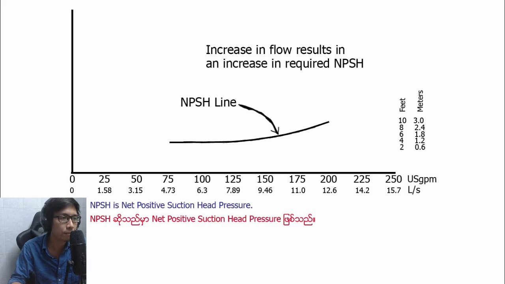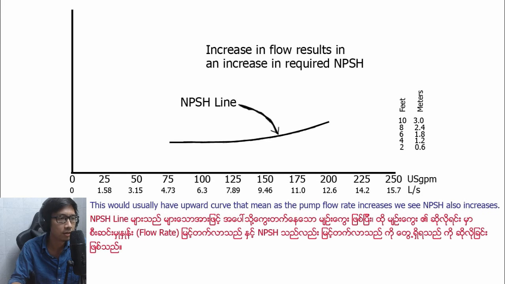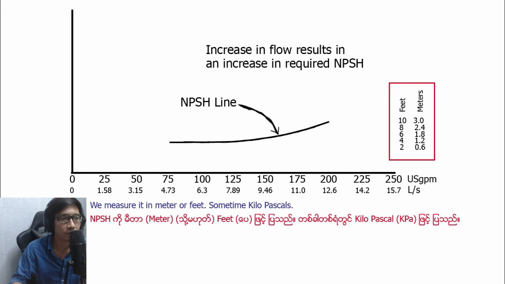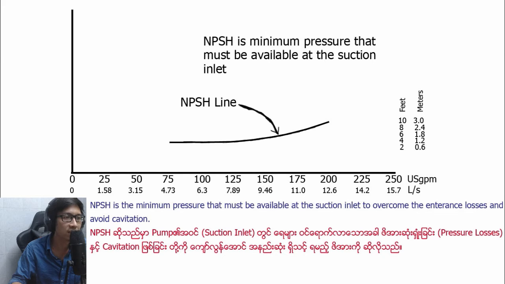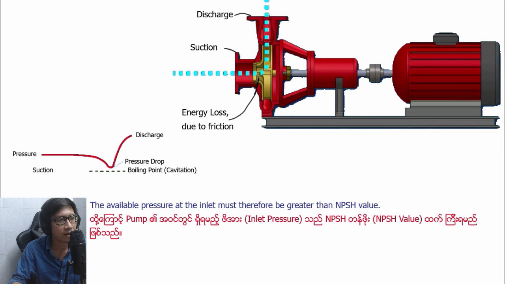NPSH is net positive suction head pressure. This would usually have its own curve. That means as the pump flow rate increases, we see NPSH also increase. We measure it in meters or feet, sometimes kilopascals. NPSH is the minimum pressure that must be available at the suction inlet to overcome the entrance losses and avoid cavitation. The available pressure at the inlet must therefore be greater than the NPSH value.